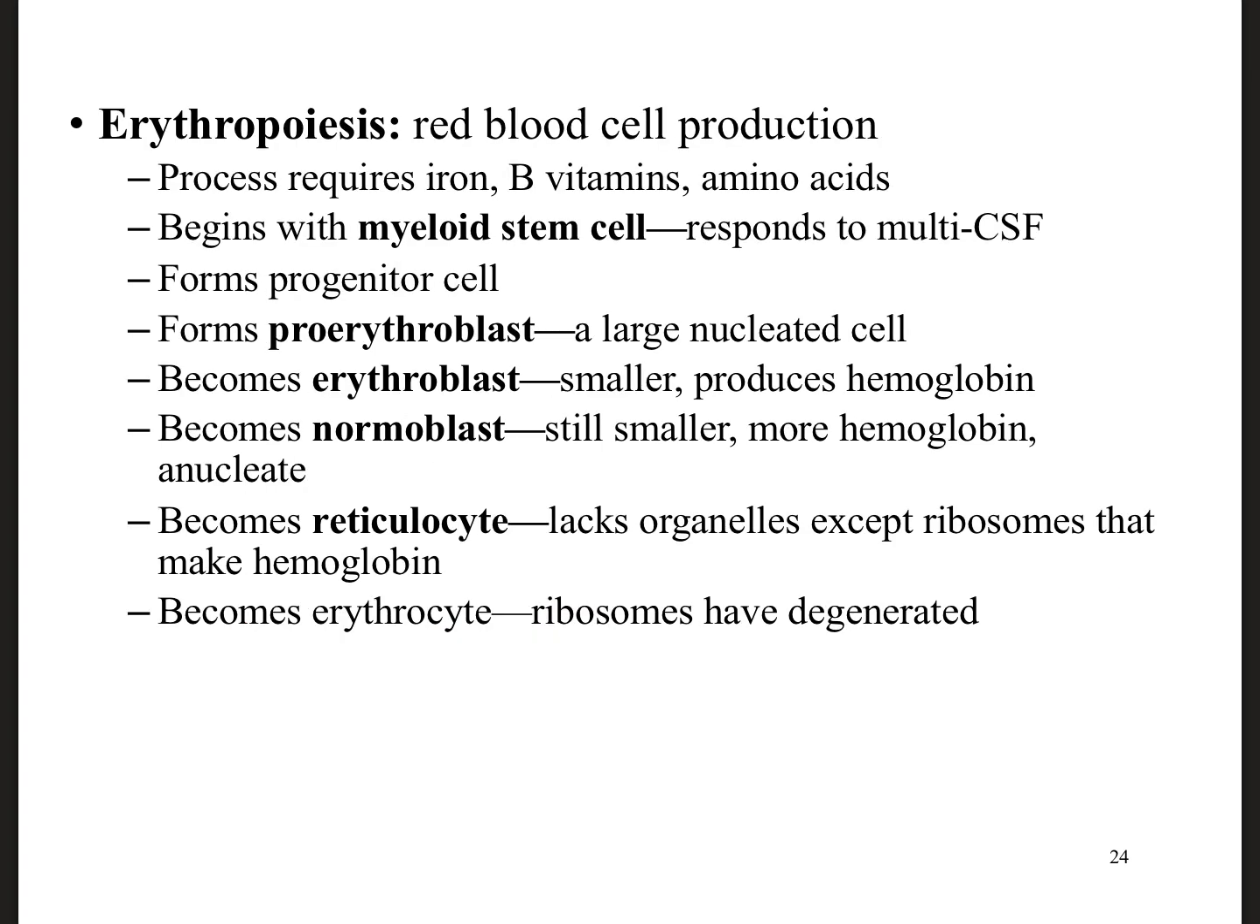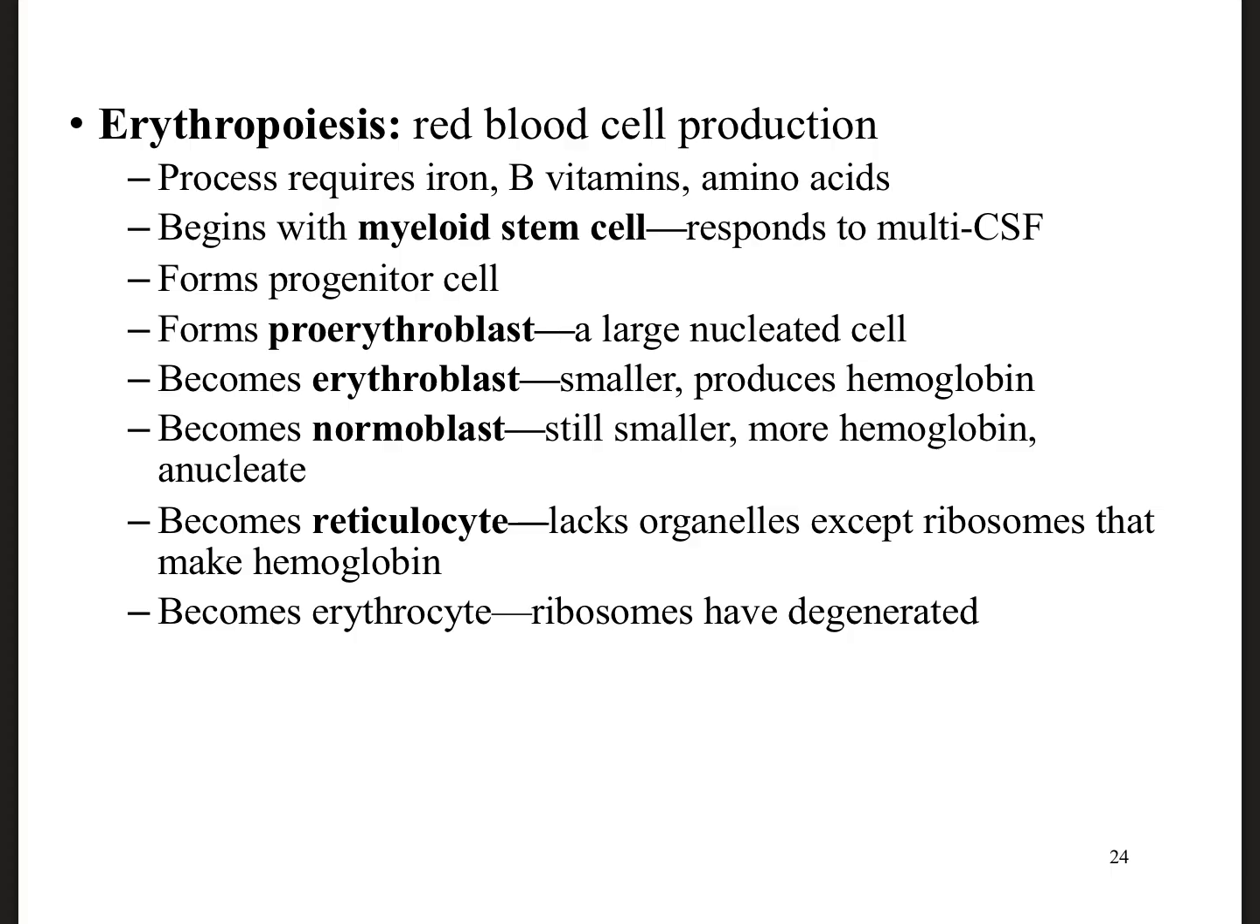So erythropoiesis requires things like iron, B vitamins, and amino acids. Why is iron important? Why are B vitamins important? And what happens when you don't have enough of those? Why is iron important, number one? For the production of hemoglobin. Iron is a necessary molecule for hemoglobin in order to bind oxygen. So if I don't have enough iron in my diet, what happens to the amount of hemoglobin I can produce? Not enough iron, not enough hemoglobin.